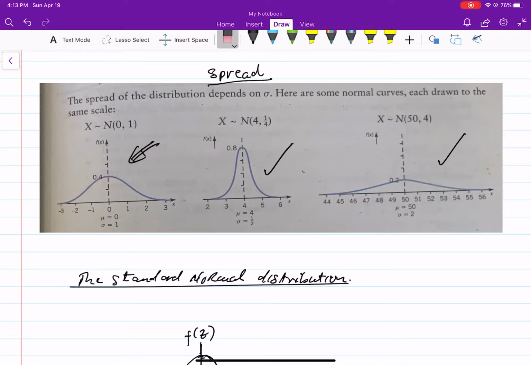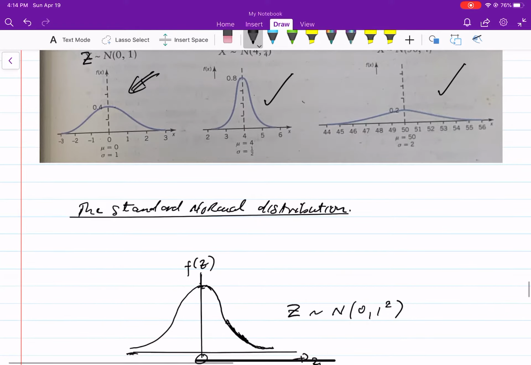So this should have been Z. It is normal 0, 1. Yes. The standard normal distribution curve has a mean of 0 and a variance of 1. Generally speaking, what you will be doing is converting any normal distribution curve with any mean and any variance into the standard normal distribution curve.